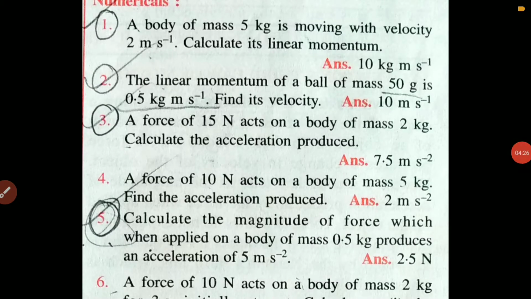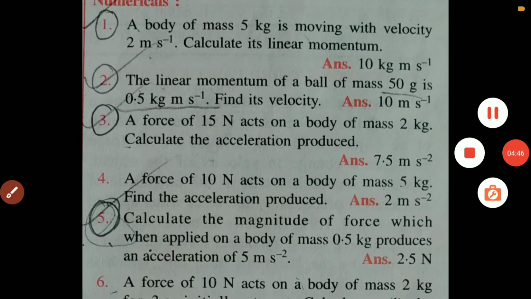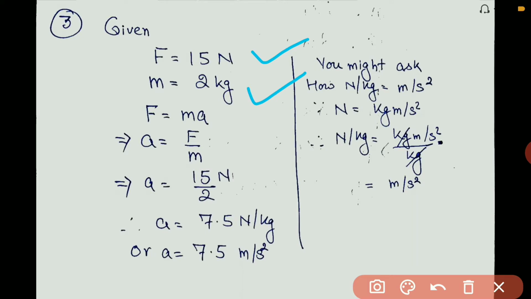Question number 3 reads as: a force of 15 Newton acts on a body of mass 2 kg. Calculate the acceleration produced. So here I think we have to use the second formula, right? Let us go to the solution. Given force is 15 Newton, mass is 2 kilogram, using the formula for force, which is force equals mass into acceleration, and then again cross multiplying it, I shall get the formula for acceleration, which is acceleration equals force by mass.